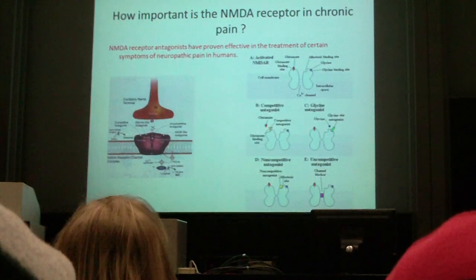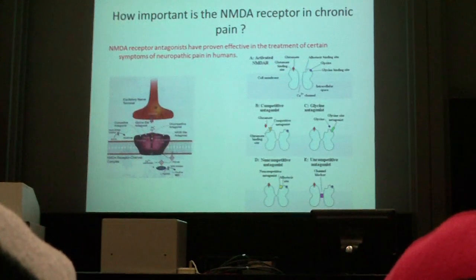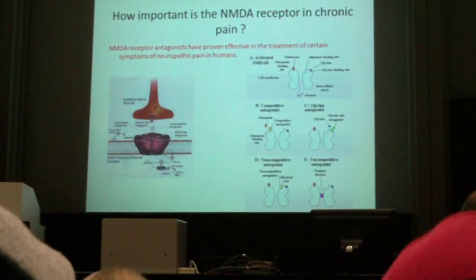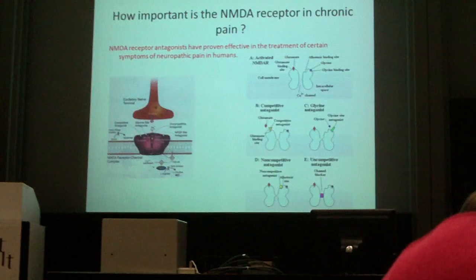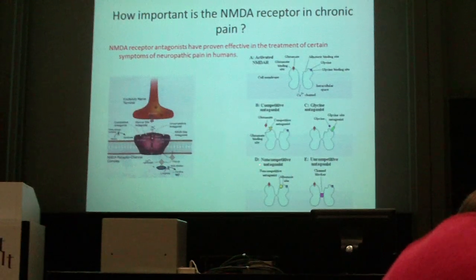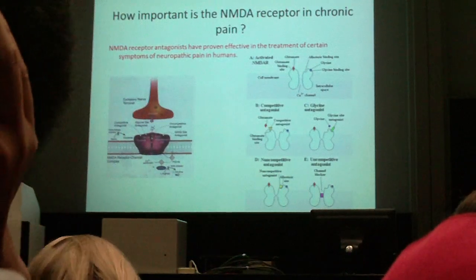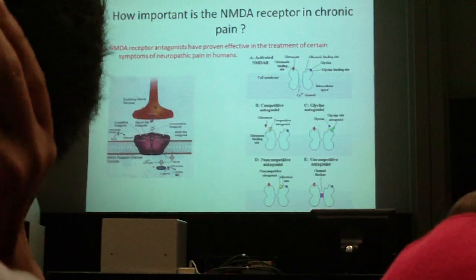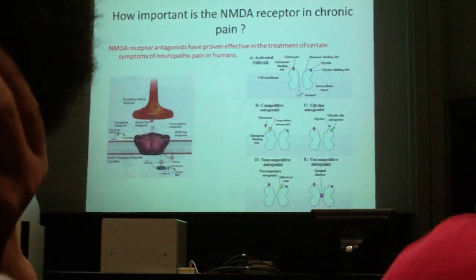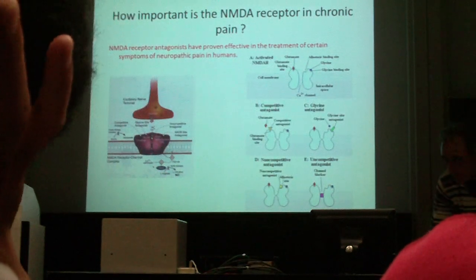You have, of course, uncompetitive antagonists, blockers. Instead of the magnesium, you can use another blocker, which closes the channel. And you have non-competitive antagonists, which bind on a so-called allosteric site. So there are a lot of options to modulate this NMDA receptor.